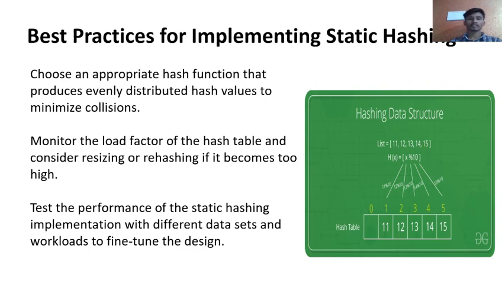Best practices for implementing static hashing. Choose an appropriate hash function that produces evenly distributed hash values to minimize collisions. Monitor the load factor of the hash table and consider resizing or rehashing if it becomes too high. Test the performance of the static hashing implementation with different data sets and workloads to fine-tune the design.